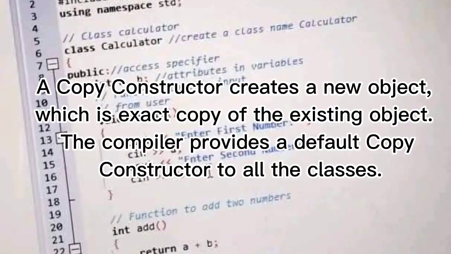A copy constructor creates a new object, which is an exact copy of the existing object. The compiler provides a default copy constructor to all the classes.